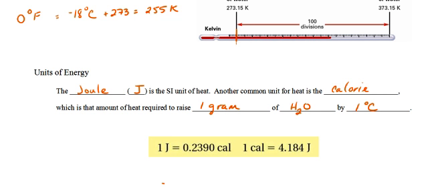Now, that particular calorie is not the food calorie. My understanding is that 1 food calorie is the same as 1,000 regular calories or 1 kilocalorie. That's what I've been told. I should look that up, but that is my understanding of that. Okay, and you should be able to use these conversions. I will be showing you how to do those conversions in the next section.